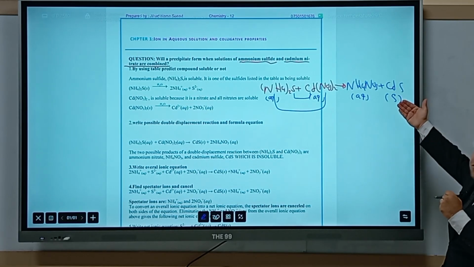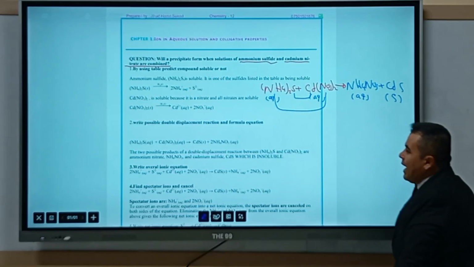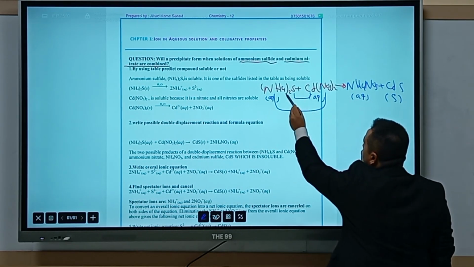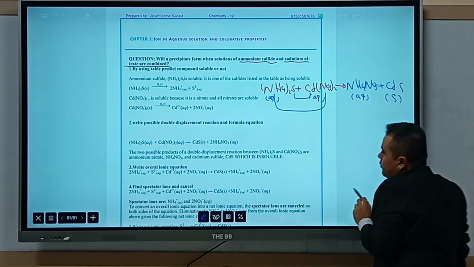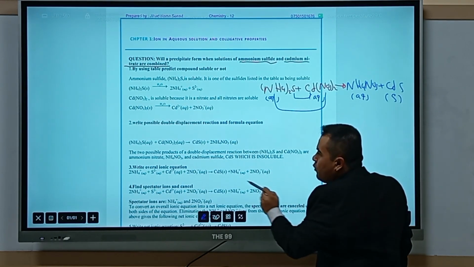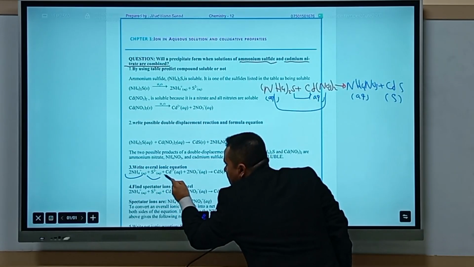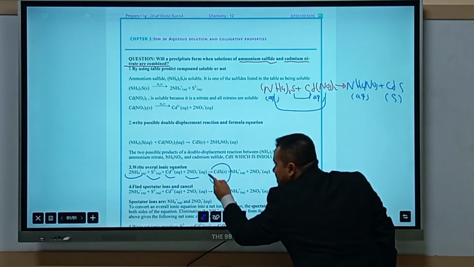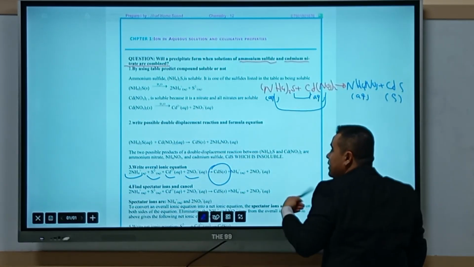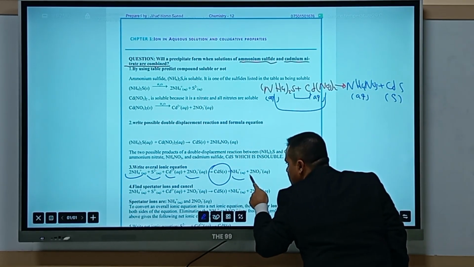How to convert this formula equation into an overall ionic equation? By dissociating those which are soluble and leaving the insoluble unchanged. Here we have done the overall ionic equation, (NH4)2S and Cd(NO3)2, but CdS stays undissociated, non-dissociated. Why? Because it's insoluble, and ammonium nitrate.